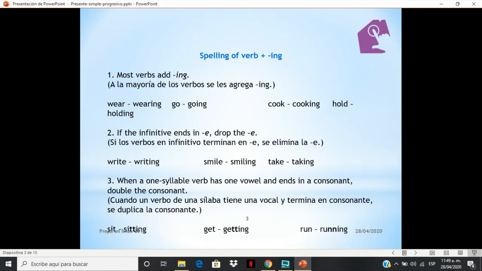Then when a one syllable verb has one vowel and ends in a consonant, we have to double the consonant. For example, the verbs sit, get, run. They have only one syllable, and they have consonant, vowel, consonant. That is the case. So I have to double the last consonant. So I have sit, sitting, get, getting, run, running.